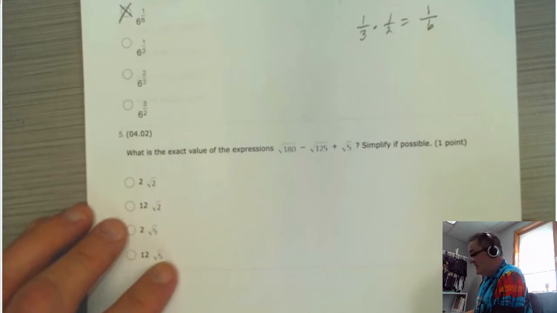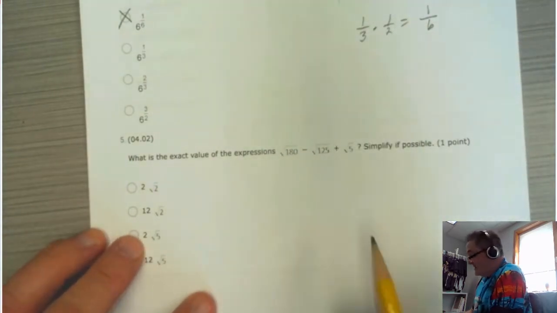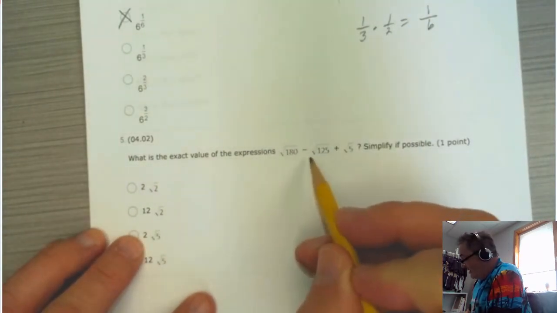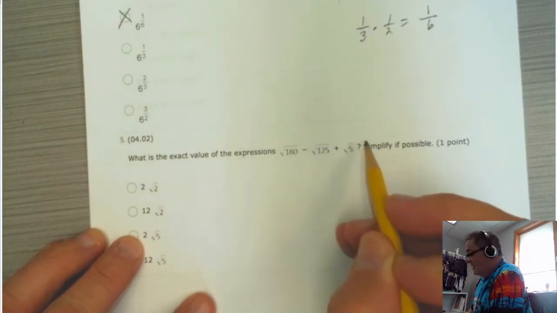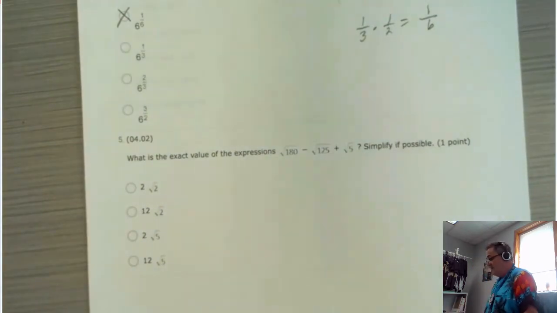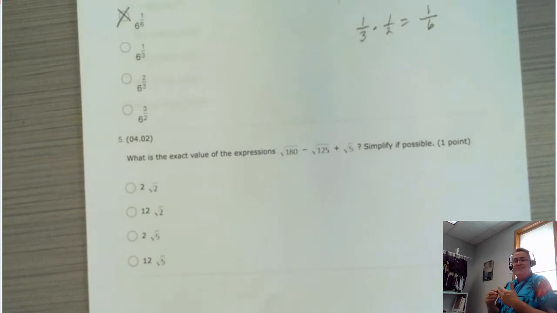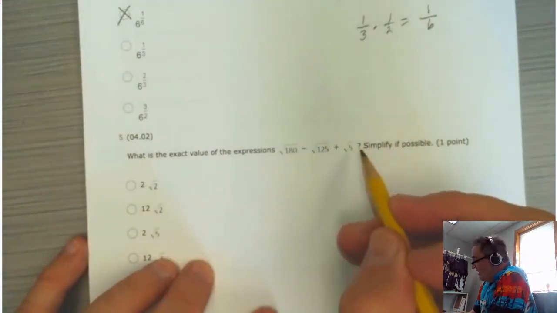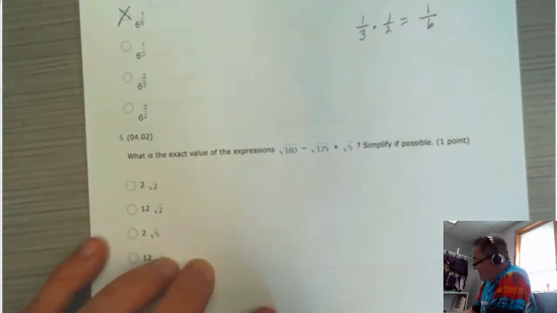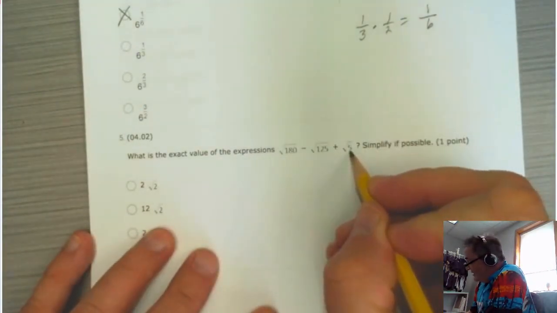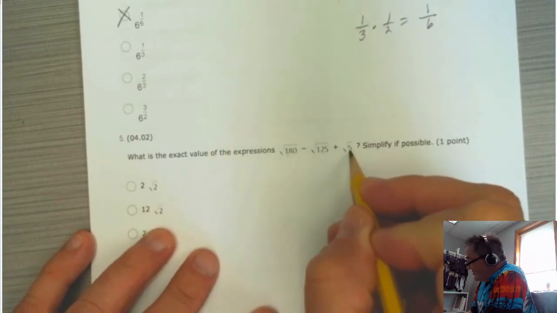All right, so what is the exact value? If you can see that, that's the square root of 180 minus the square root of 125 plus the square root of 5, and simplify if possible. Okay, if we're going to add these together, we want to get them to where we're adding together the same radical, the same number under the radical. I keep saying rational, I'm sorry, it's radical. Under the radical. These all can be turned into something times the square root of 5.